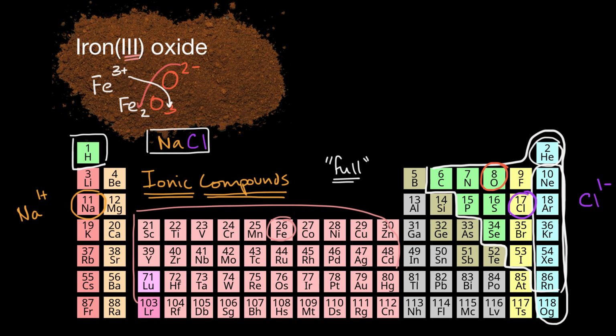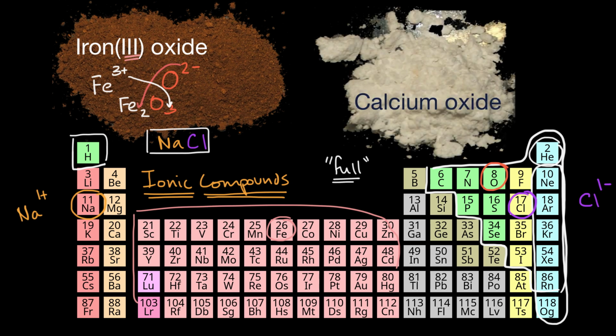Let's do another example. Let's say that we're looking at calcium oxide. So once again, what type of ion is calcium likely to form? Well, we see calcium right over here. And for all of the elements in this second column, it's easiest for them to get to a full outer shell by losing 2 electrons. So by losing 2 electrons, the calcium ion will have a 2 plus charge. And then we've already talked about how oxides will typically have a 2 minus charge.